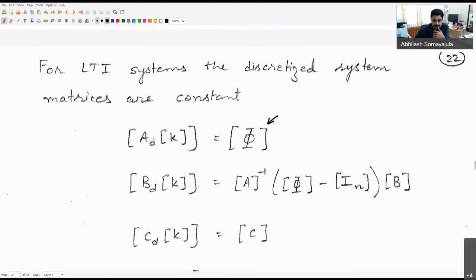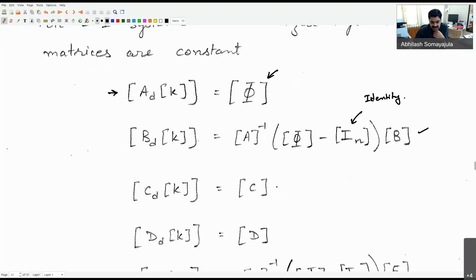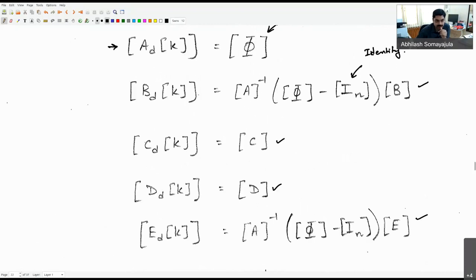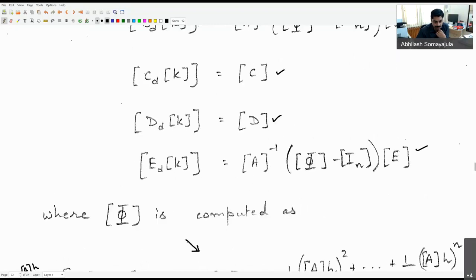All right, so this phi is what you have instead of A when you are looking at the discrete time version. BD is given by A inverse times phi minus the identity matrix, multiplied by the B matrix. C remains C and D remains D. ED is again given by A inverse times phi minus I times E. So that's what you see here. So this becomes your discrete time matrices, which look at the discretized version of the system. We were looking at the previously time continuous system. If we want to construct a discrete time system out of it, it is these matrices that we need to worry about.